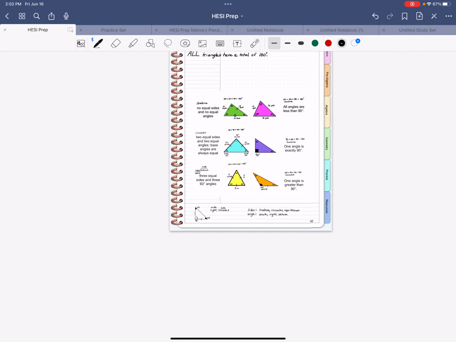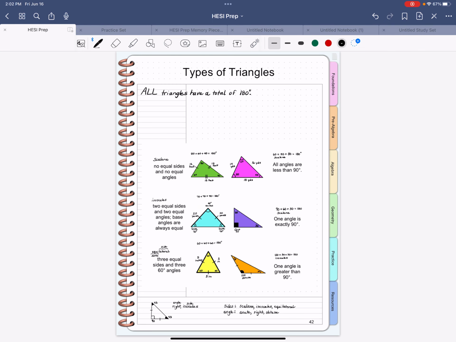I don't think this is going to be a big deal on the HESI exam as much as the fact that triangles have 180 degrees. I think that's important to know on any math test.